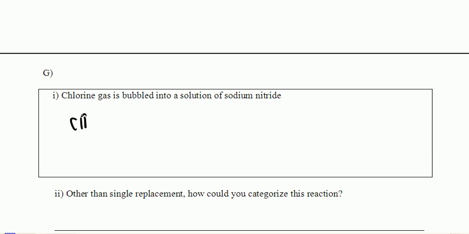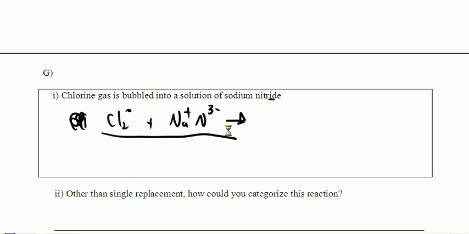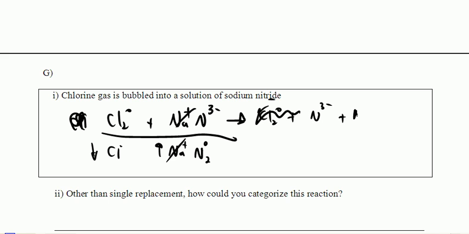Chlorine gas, Cl2, is bubbled into a solution of sodium nitride. Okay, I see ions, I see one neutral atom, so I'm going to go up, down, stick. In this case, it's going to be down, because Cl goes to a negative. Up is going to be the N. Always either the nonmetals or the metals are going to be involved in the oxidation reduction process. So this is going to be Cl2 plus N3- plus N2O.